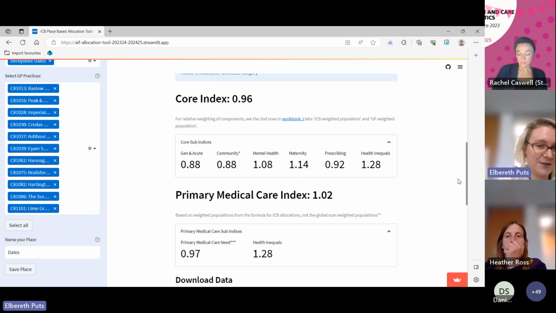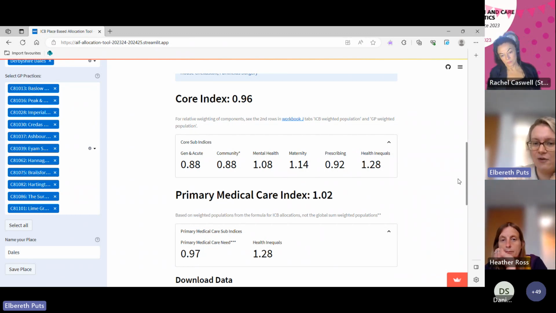And basically what this shows, if you remember that 1 would be the overall need of the ICB, is that this place has lower general and acute, lower community, lower prescribing need, and slightly lower primary medical care, but it has higher mental health, maternity, and health inequalities.